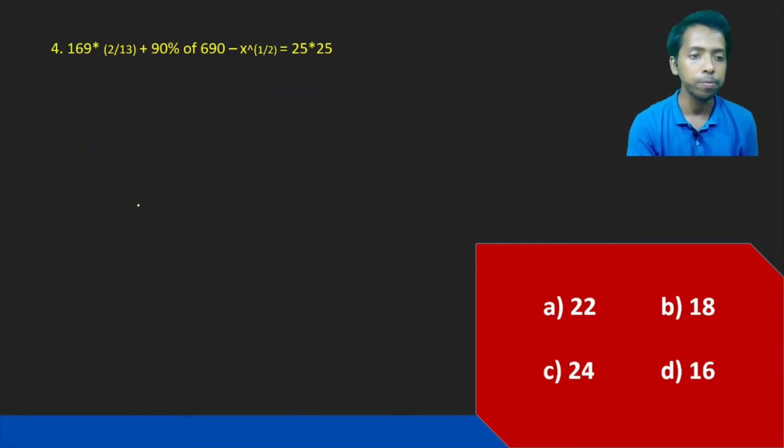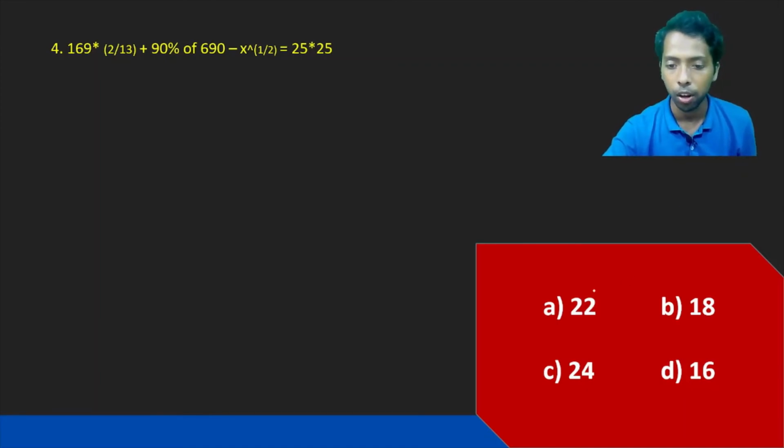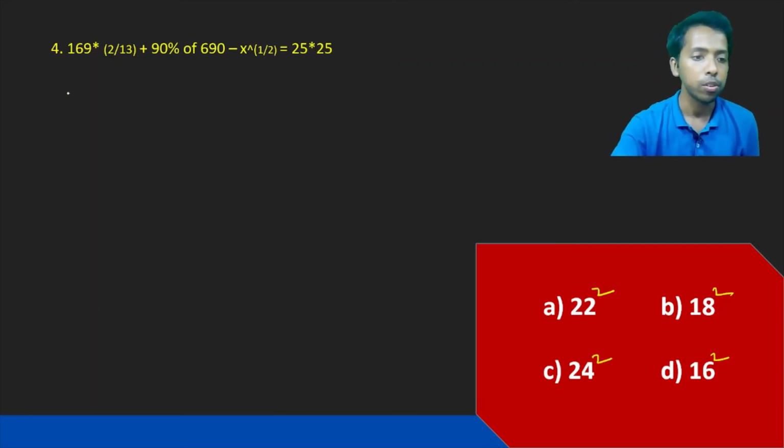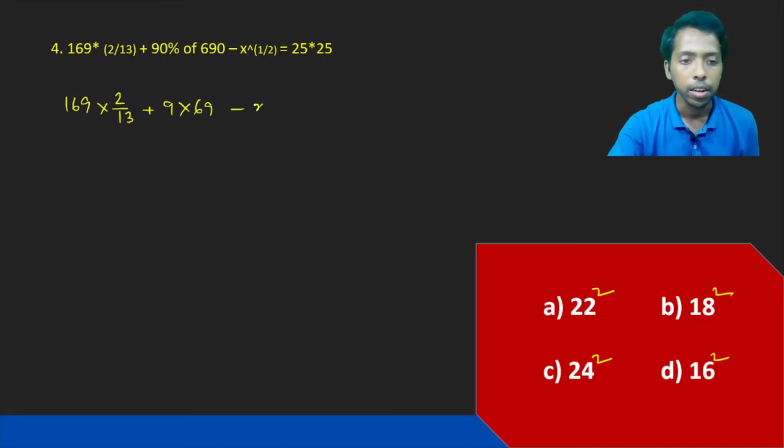Moving to the next one here. Okay, in the options, these all have squares, right? Now, see, 169 into 2 by 13 plus 90% of 690, that is 9 into 69, x to the power half equals 625. Now, this is 26 plus 9 into 69. 9 into 70 is easy to calculate, so this is 630. And one extra 9 we have taken because the multiplication is by 69, so minus 9. Understood? X to the power half equals 625.